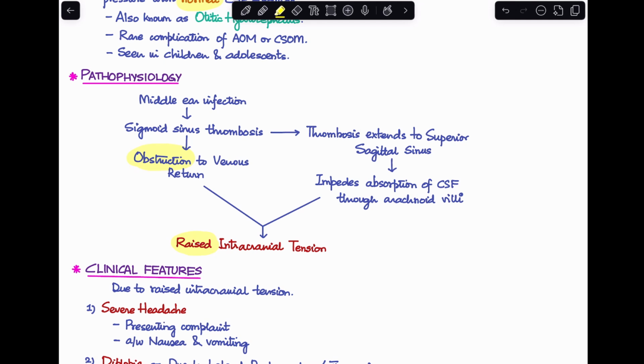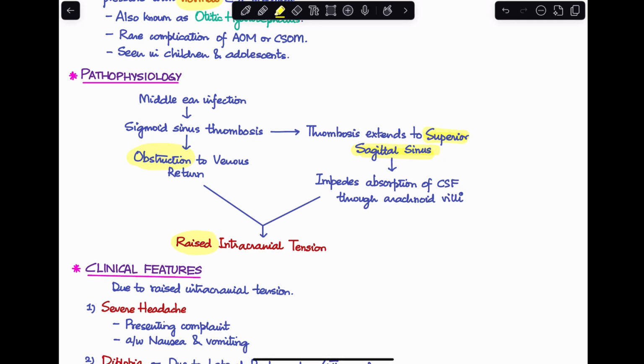The other pathway is, if the sigmoid sinus thrombosis ends up extending to involve the superior sagittal sinus, this will impede the absorption of CSF through the arachnoid villi. So, if there is a decrease in absorption of CSF happening, there will be more buildup of CSF inside the spinal column. So, in that case, it will lead to the development of a raised intracranial tension. That's how it leads to the development of benign intracranial hypertension.